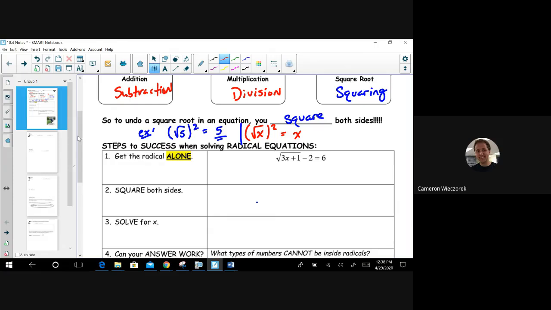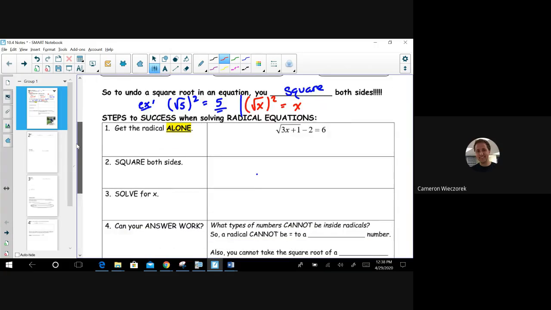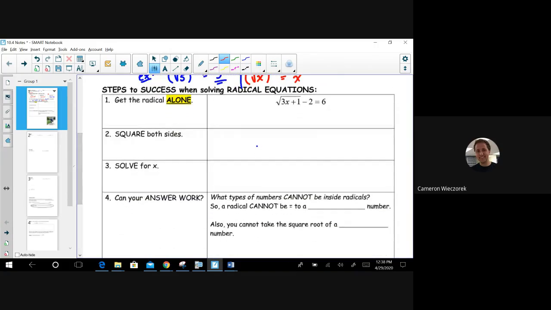So when you solve a radical equation, these are the steps that you want to follow. The first thing you want to do is get the radical, the part that's under the square root, all by itself. So get the square root part alone. Get rid of anything that's blocking it. So I'm going to do that first.